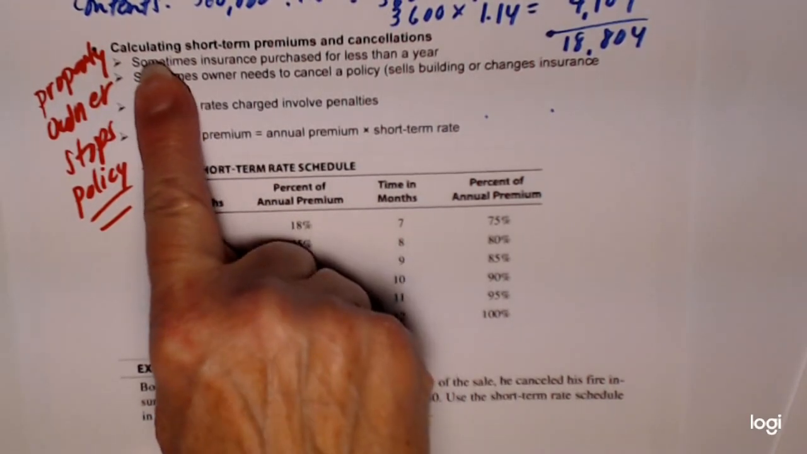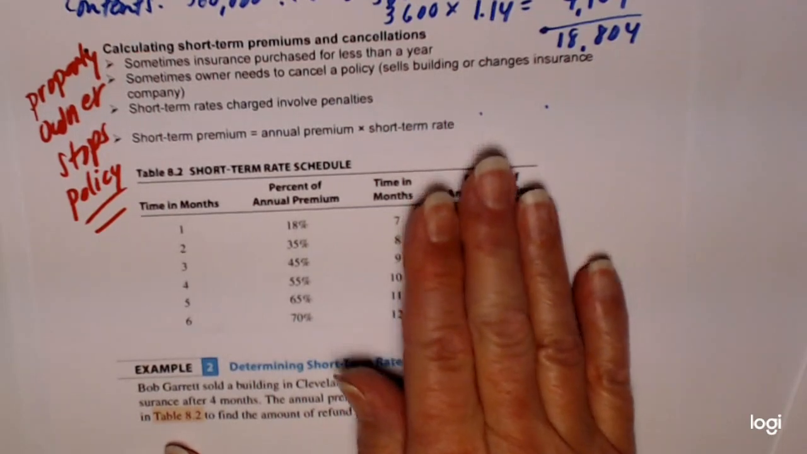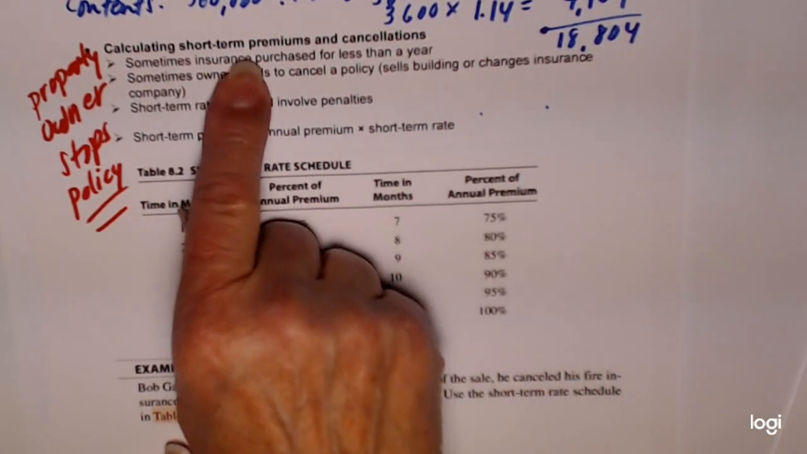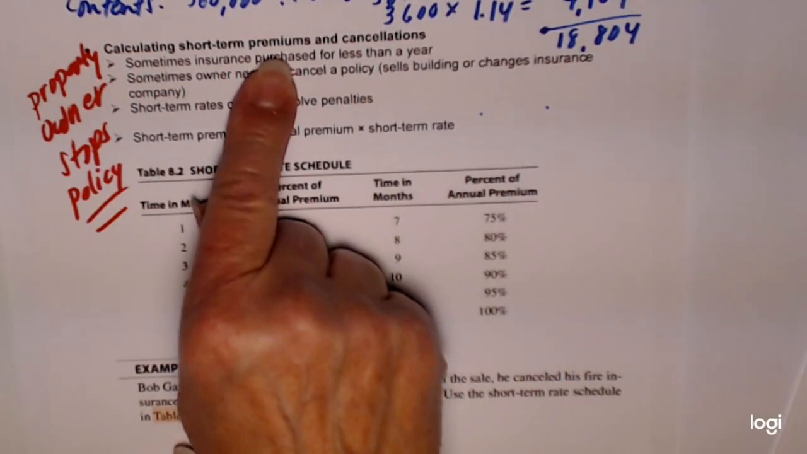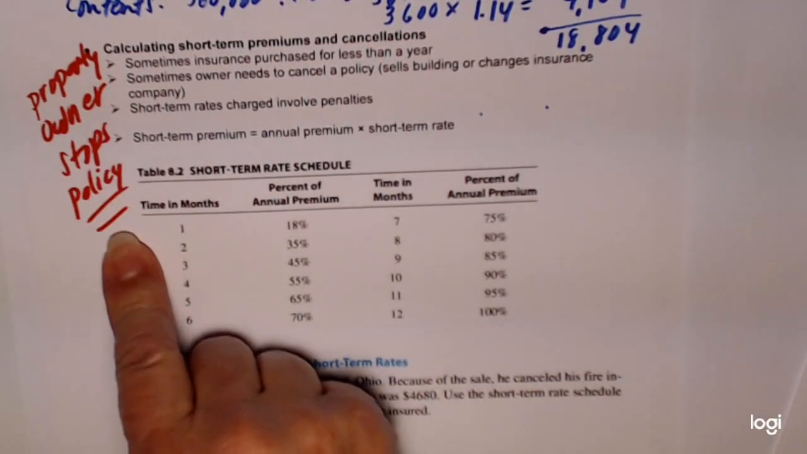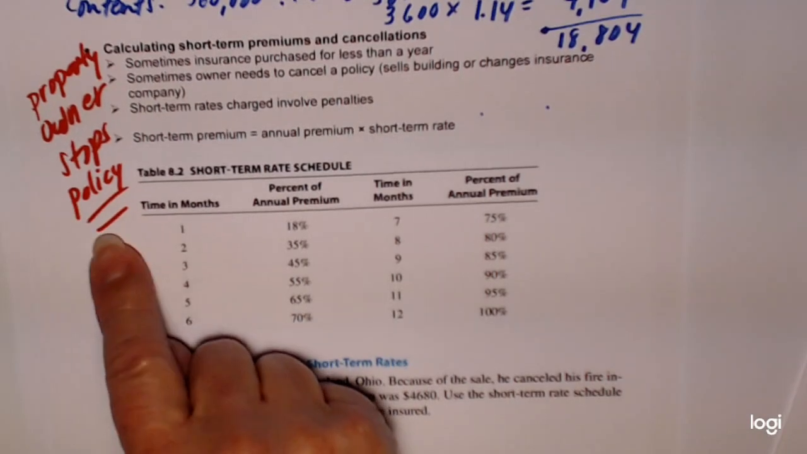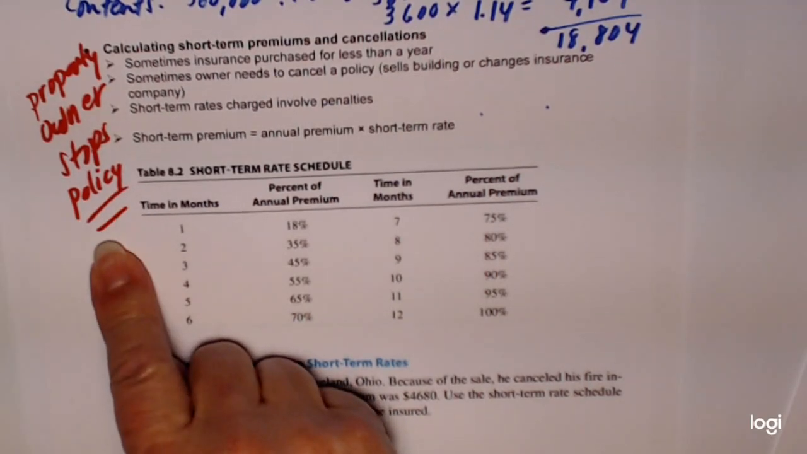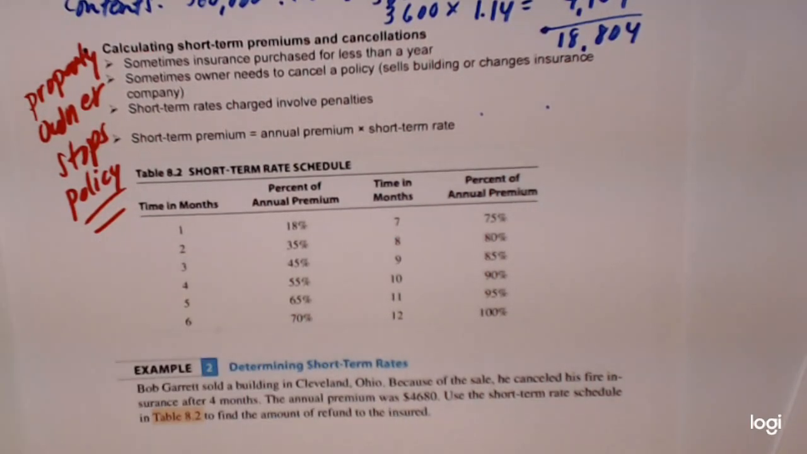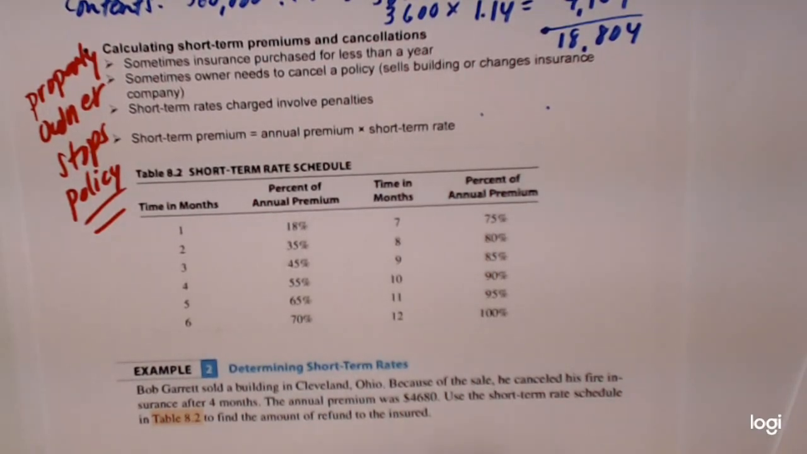So here in this first item, we're going to consider calculating short-term premiums, so premiums less than a year, and cancellations less than a year. And these are going to involve when it's the property owner that stops the policy, not the insurance company. They're perfectly happy, but for some reason, the property owner wants out. So looking at the notes here, let's just take a look.